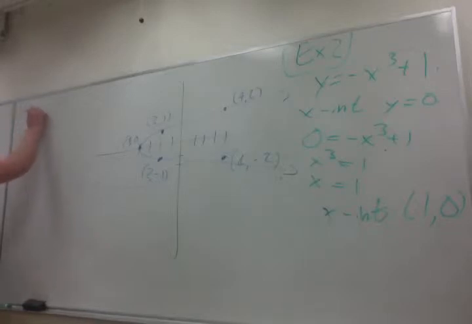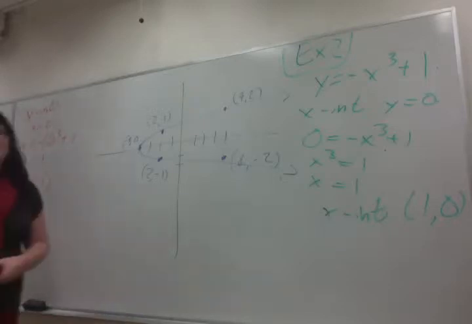Okay. If I want to find the y-intercept, I set x to be 0. So then I get y equals negative 0 cubed plus 1, which gives me 1. So the y-intercept there is (0, 1). X is 0, y is 1.